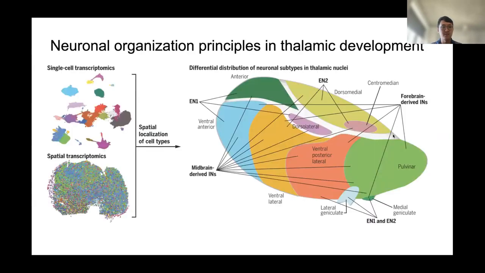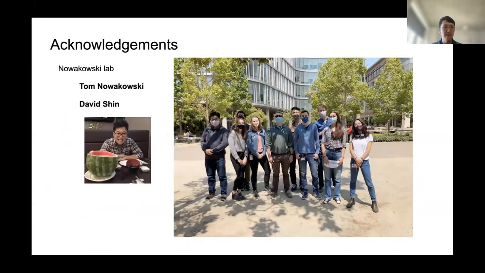And finally, to conclude, hopefully we have attempted to figure out some of the neuronal organization principles in the thalamus, and we made a schematic of some of these inhibitory and excitatory neuron types in specific nuclei. And finally, I would like to thank Tom, my advisor, as well as David Shin, my co-first author, who has been instrumental in getting this paper through.